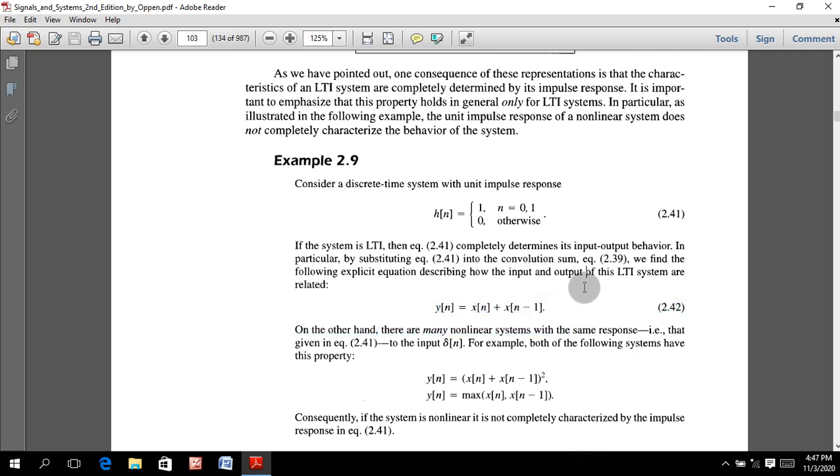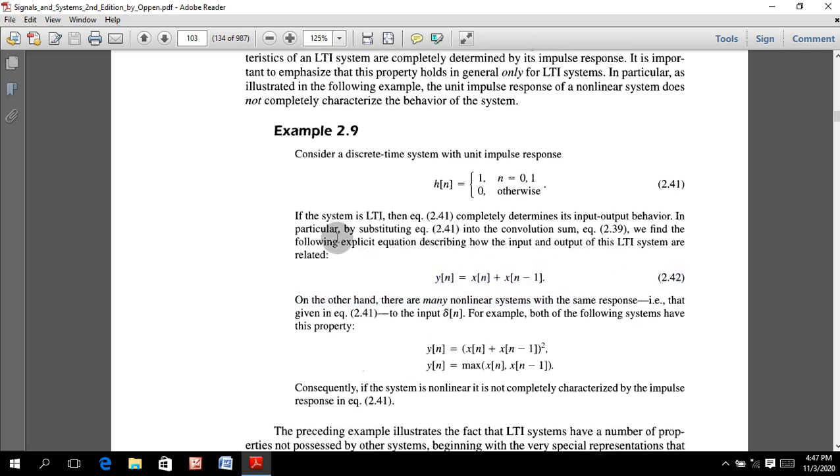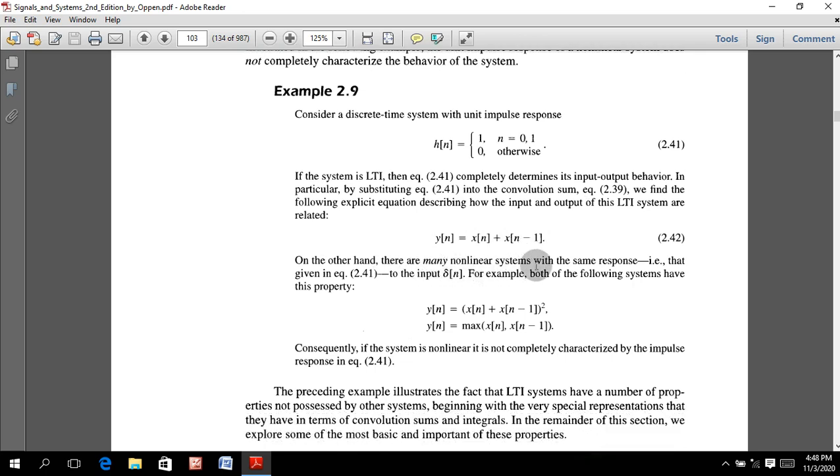We find the following explicit equation describing how the input and output of this LTI system are related: y of n is equal to x of n plus x of n minus 1. On the other hand, there are many nonlinear systems with the same response as that given in equation 2.41. Is that this?